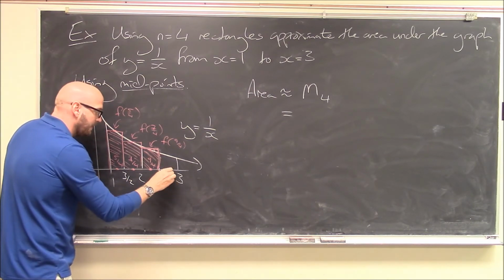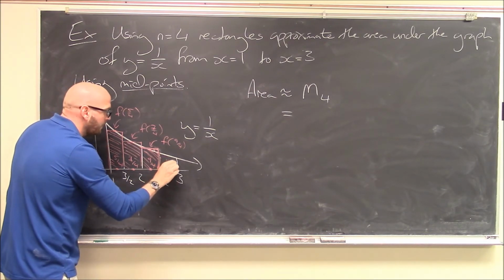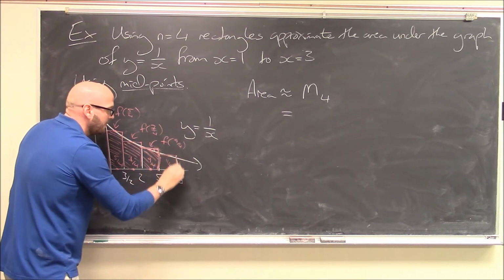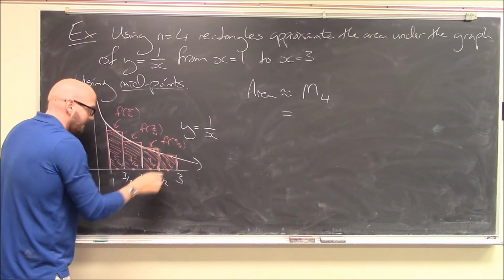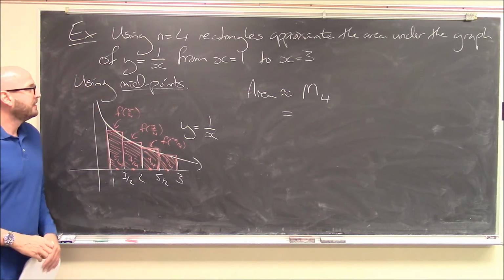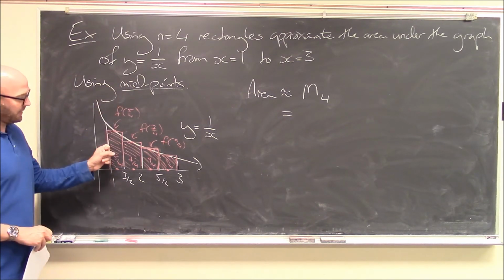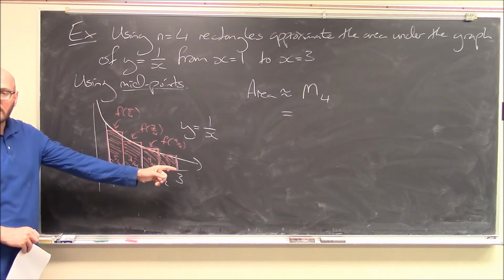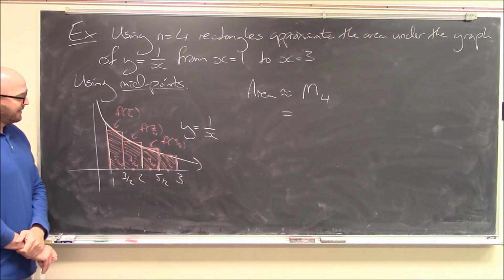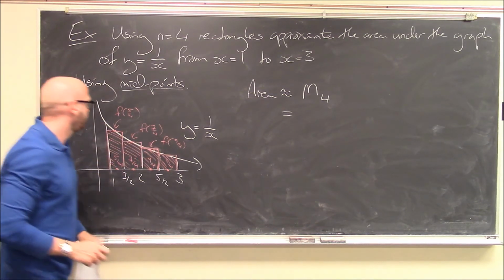Halfway between 5/2 and 3 is now 11/4. Look at the function value right there, and take a rectangle of that height. So there's all of our approximating rectangles. The question is asking us to add their areas together, and claim that's approximately equal to the area under the curve.